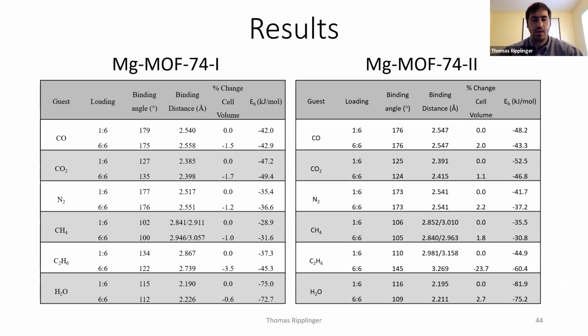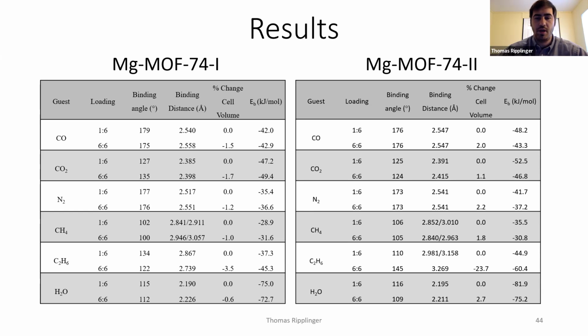All right, so results for geometry and energies. I just want to point out right away that if you look at the binding angle and the binding distances between each of the models, for the most part, all the gases adsorb onto the metal site in very similar ways when comparing MOF74-2 and MOF1. The biggest exception to this is ethane.